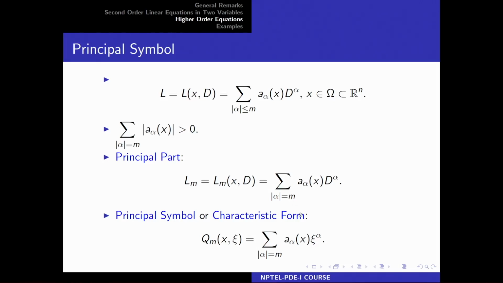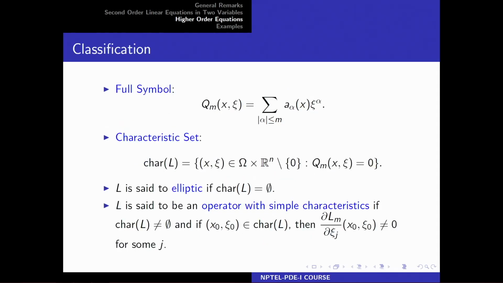This is the characteristic form, and associated to the operator L we have the full symbol. So, let me write that also. This m should be removed. So, q of x xi, now I am including all alpha less than or equal to m.